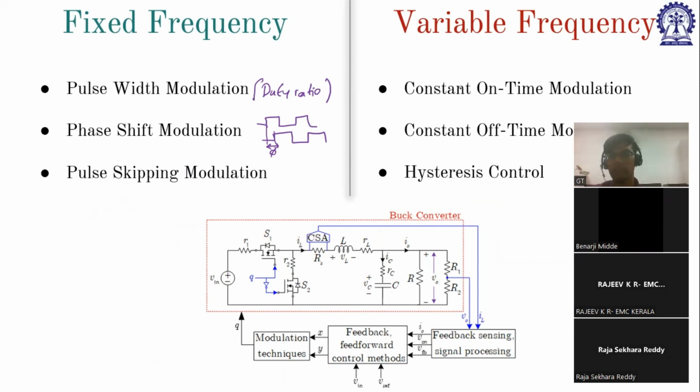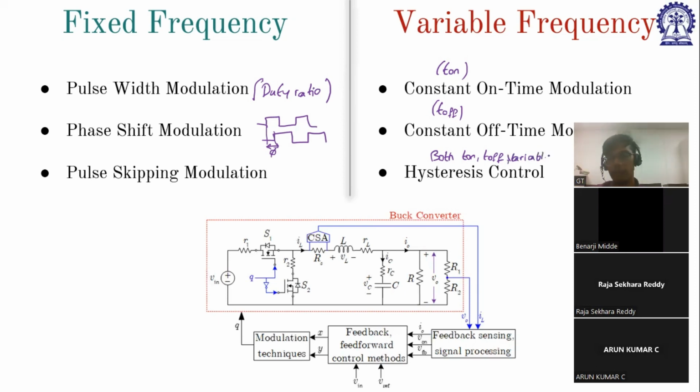In variable frequency control, the frequency is variable. In constant on-time, the on time is fixed. In constant off-time, the off time is fixed. In hysteresis, both on time and off time are variable. We'll be discussing these control techniques in the upcoming slides, where we'll cover the architecture and everything.